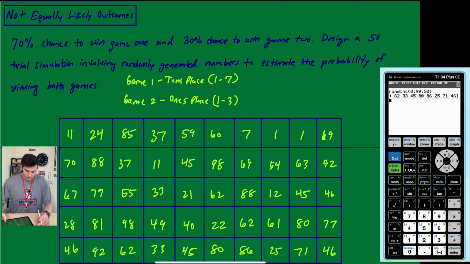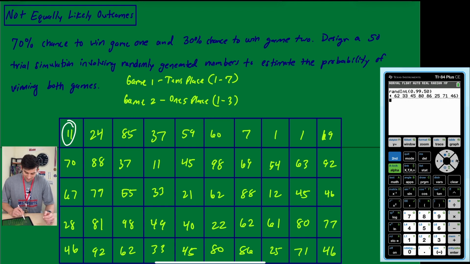So now let's look at our table. Let's switch up our color, and look for the numbers that have a tens value between 1 and 7, and a ones value between 1 and 3. Let's look at the first number, 11. That's between 1 and 7 in our tens place, and also between 1 and 3 in our ones place, so that one's good. 24 is no good because the 4 is too large in the ones place. 5 is too large, 7 is too large, 9 is too large, 0 is too small. 7, 1, 1, those are only single digit numbers, so those aren't going to help us.